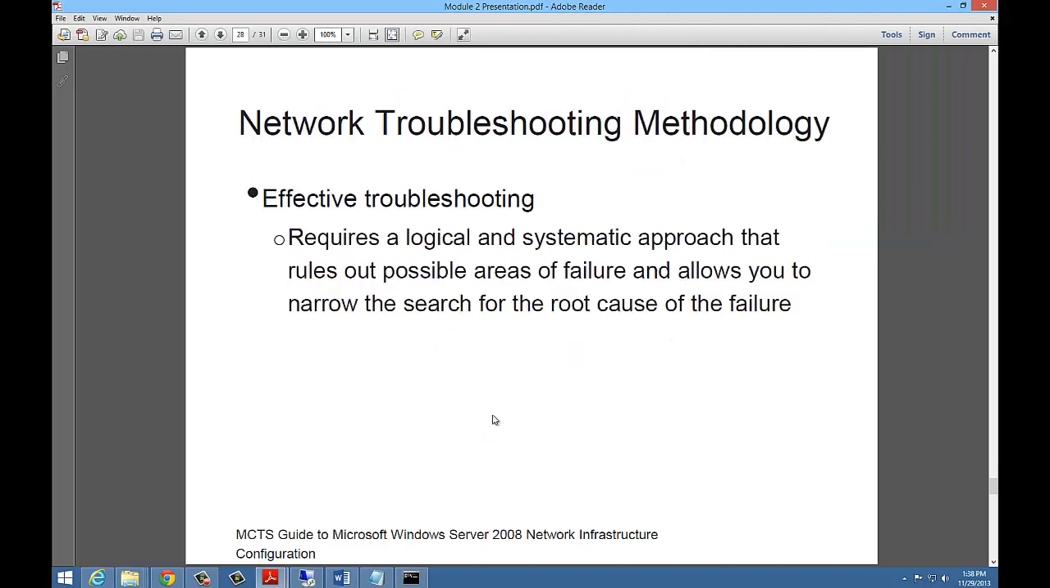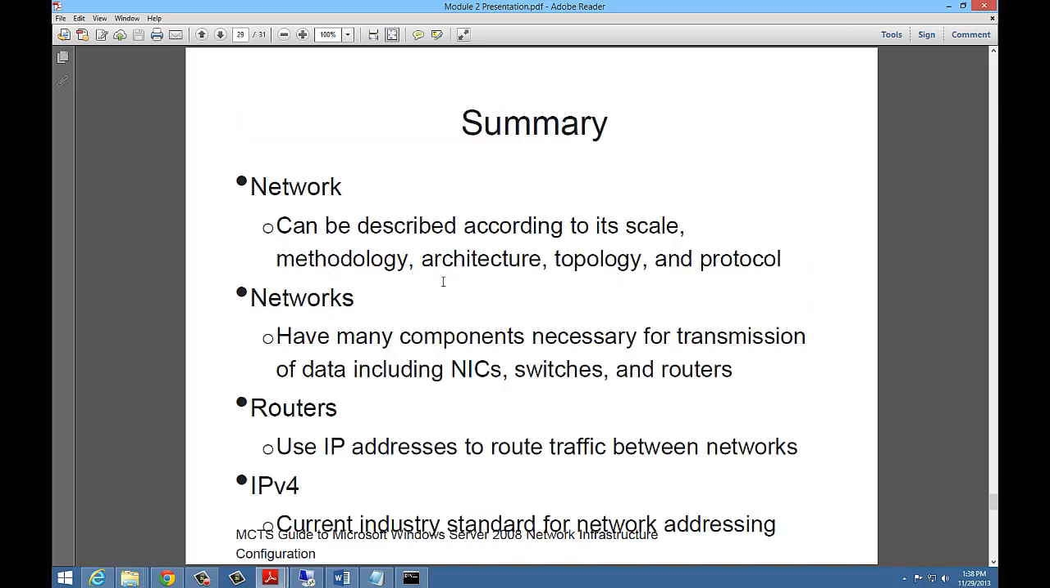Effective troubleshooting requires a logical and systematic approach that rules out possible areas of failure and allows you to narrow the search for the root cause of the failure. So make sure you keep that in mind if you're asked what effective troubleshooting is on a quiz.